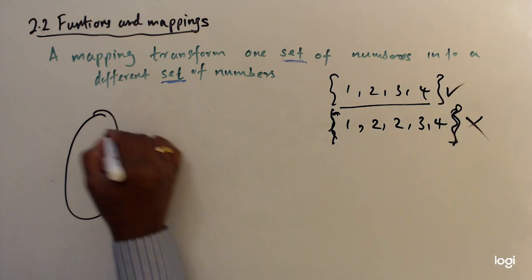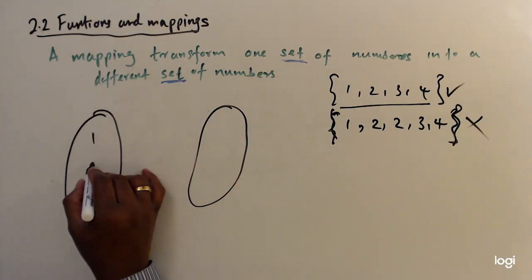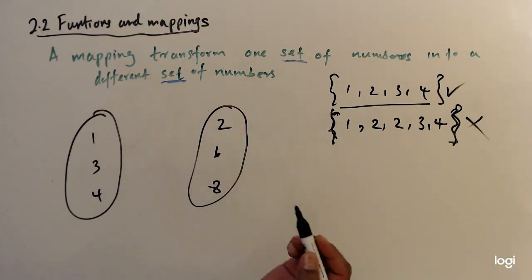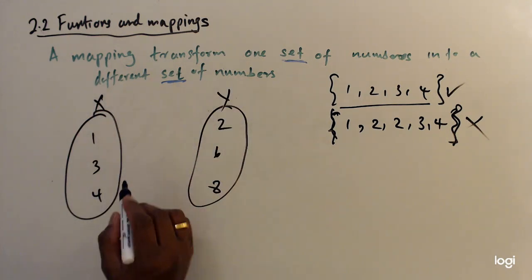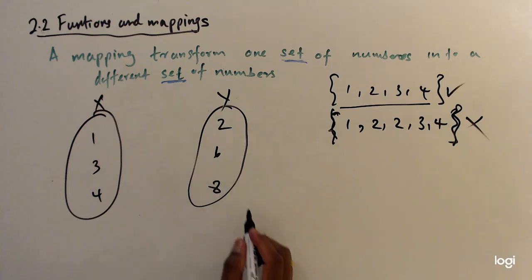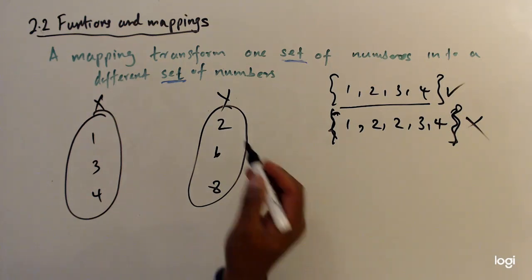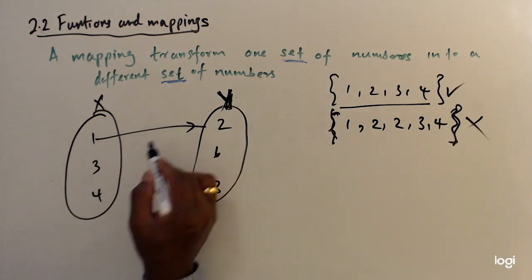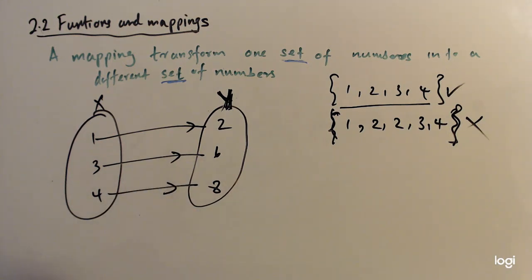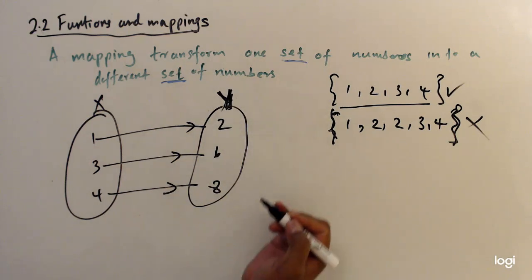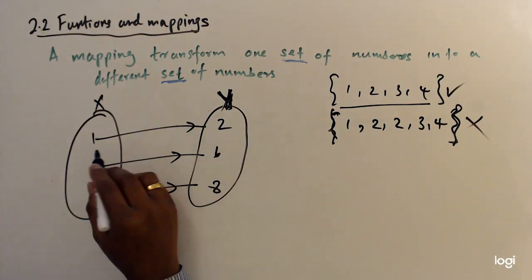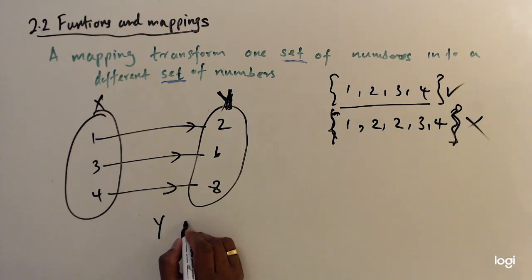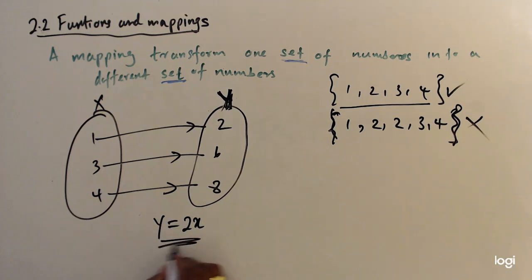Usually we denote mapping with this symbol. Let's say 1, 3, 4, and this is 2, 6, 8. I can call this X and this is Y. This is one set of numbers, and this is the other set of numbers. If we are looking for a relationship: 1 to 2, 3 to 6, 4 to 8. This is Y and this is X. The relationship between Y and X is that we can express Y in terms of X: Y equals 2X.